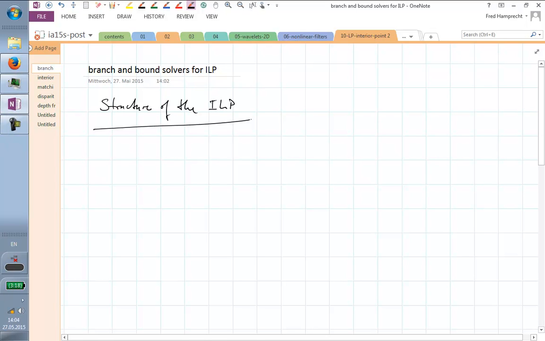It comes under other names. It is also called, the particular type that we're looking at is also called a 0-1 linear program, because we don't have just an integrality constraint, we even have the constraint that these variables that we introduce have to take values either 0 or 1, or it's also called a binary integer program.